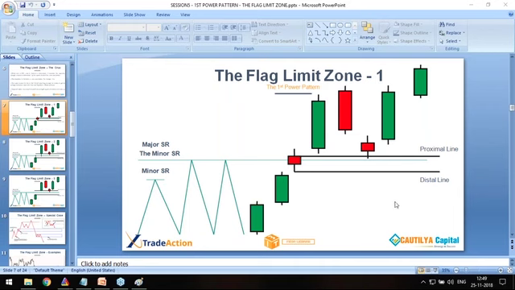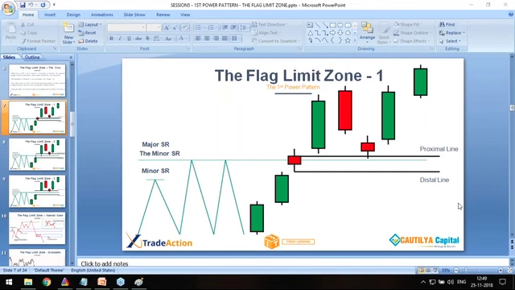In case of this base, I have taken the proximal line to be body to wick. If you want to take wick to wick, that's your choice. All the three scenarios are valid.